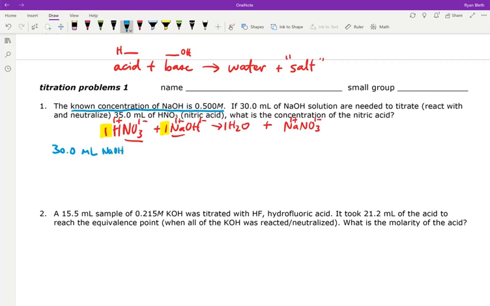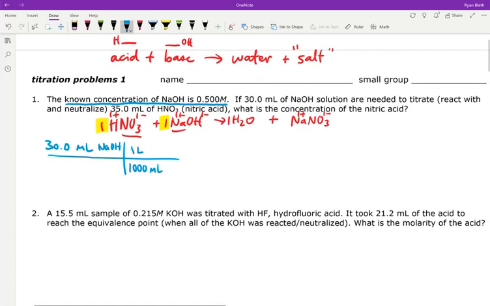30 milliliters of NaOH. We need to get into liters. Working in liters is important because all of our volumes will have to match up with all of our molarities, and those are in moles per liter. So the easiest way to think about that: a basic metric conversion is that 1 liter is 1,000 milliliters. And that's 1 liter of NaOH, right?